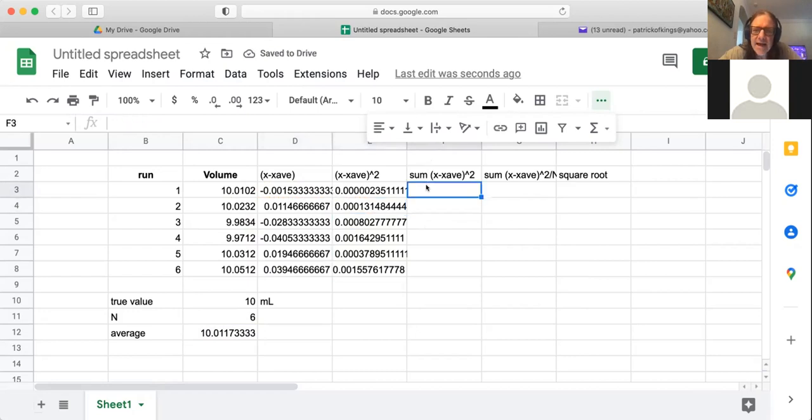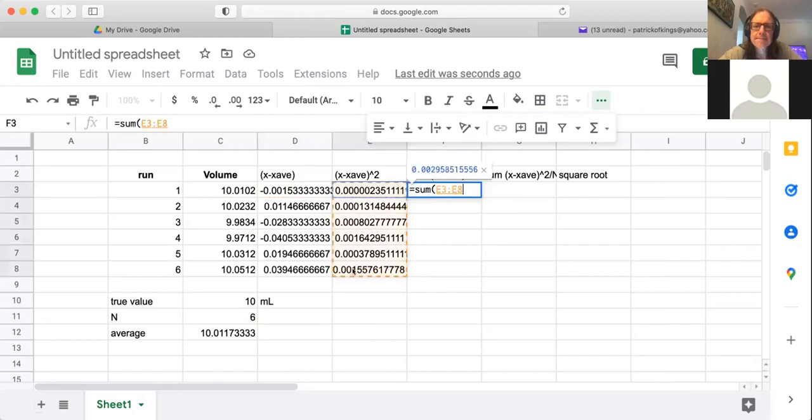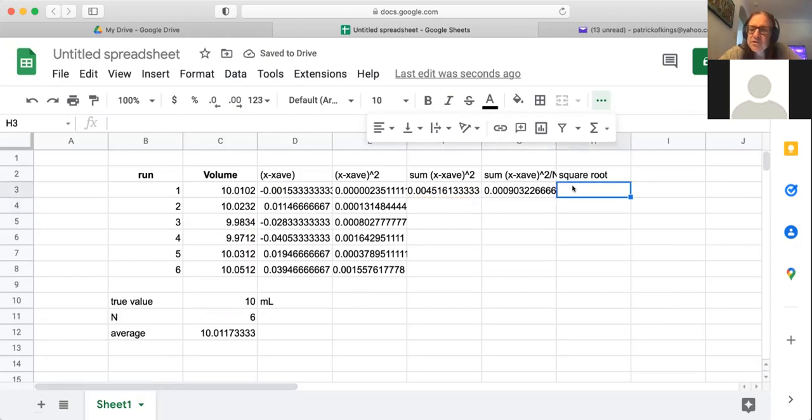Okay, now equal sign sum, parentheses, all of them. All those cells, we're gonna add them all up. Okay, we don't need to autofill that. We just need one value for that. Then we need to divide it by n minus one. So equal sign this divided by parentheses n minus one, close parentheses. Okay, we're just dividing it by 5. Then we're gonna do square root. Now square root is kind of funny. You type equal sign SQRT, okay? And SQRT of that, and there's our standard deviation, 0.03.